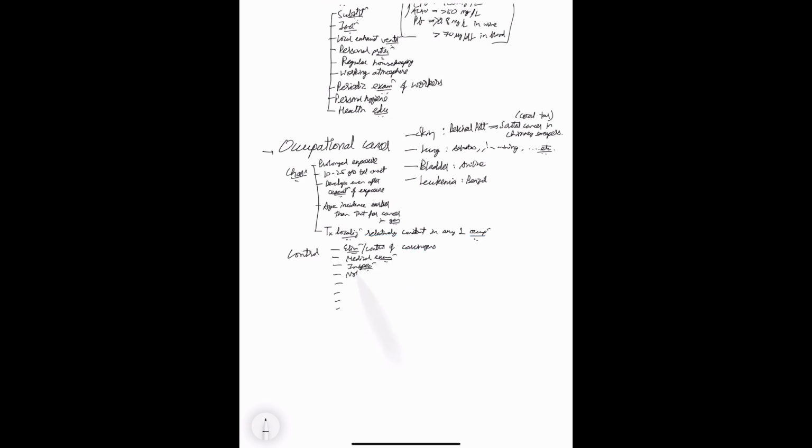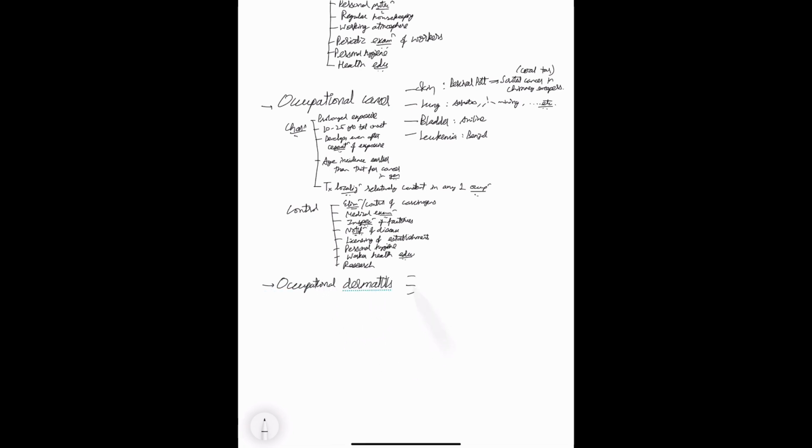And tumor localization is relatively constant in any one occupation. So, how do we control occupational cancers? It involves elimination or control of carcinogens, medical examination, inspection of factories, notification of diseases, licensing of establishments, personal hygiene, worker health education, and of course, research.